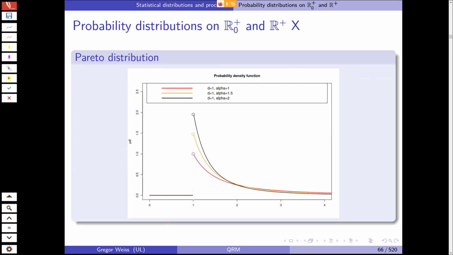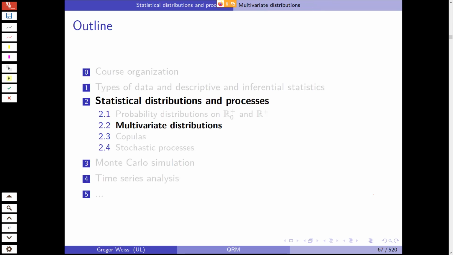So these are 3 examples for the probability density function of a Pareto distribution. They start out all here, and then they have a jump, and they go off to the right. Okay, so these are some additional distributions. We know the normal distribution, we know what a t-distribution is, but we also now know the Weibull, Pareto, Burr, and beta distribution, which we'll be using from time to time.